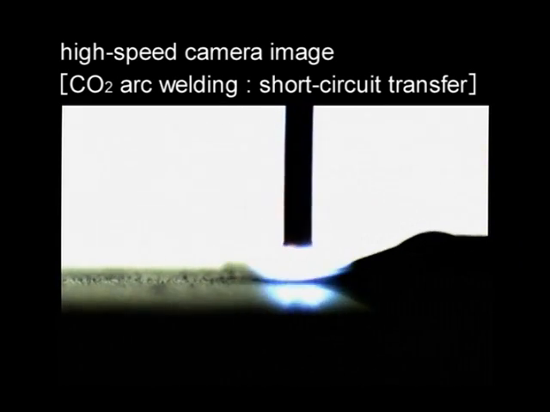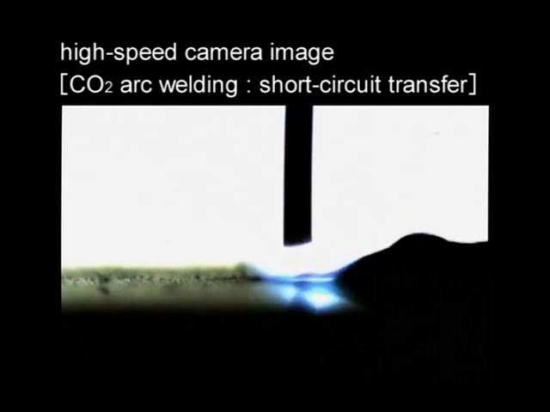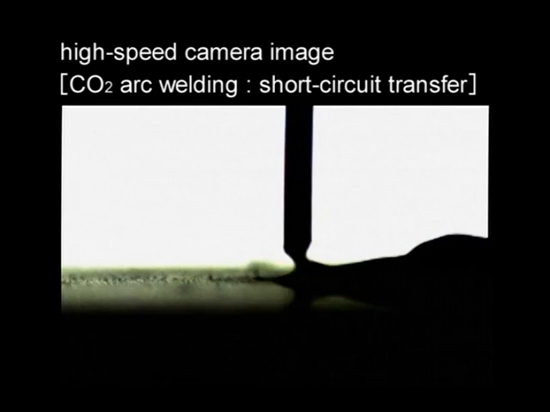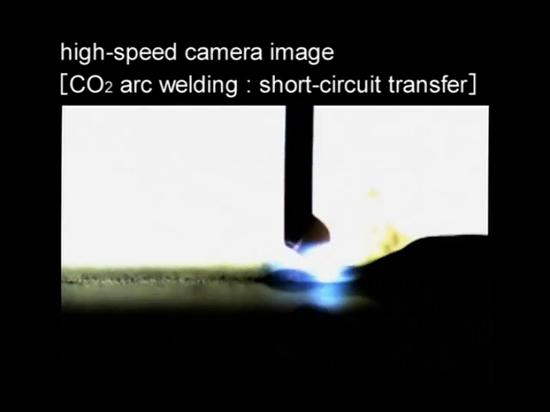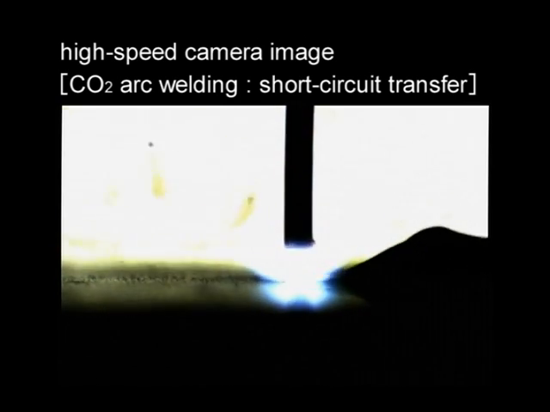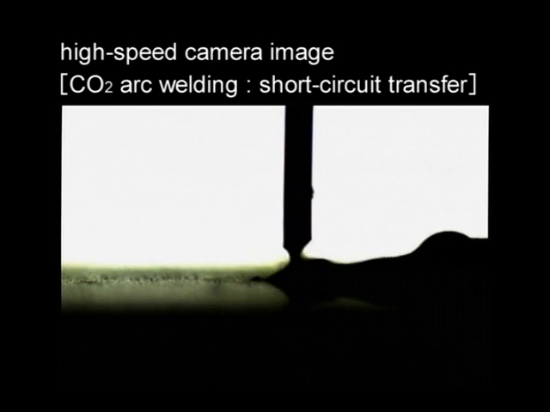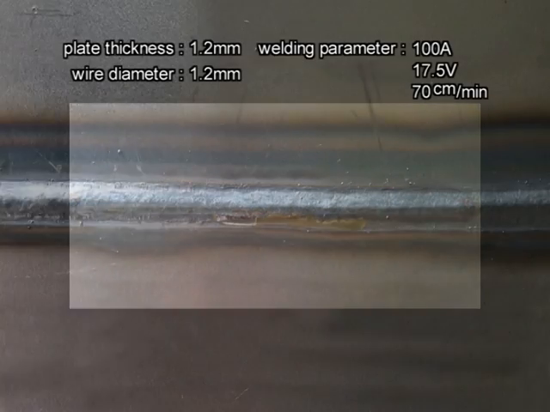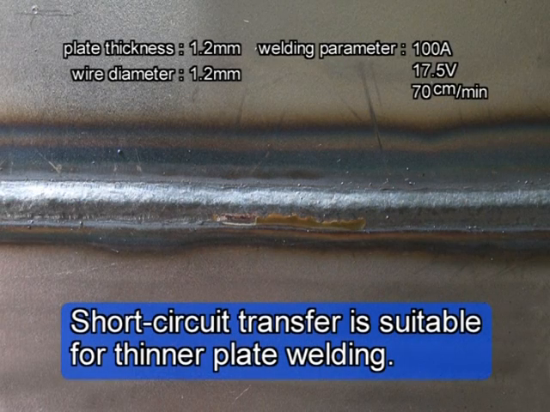The weld pool is cooled down instantly when the melted metal particle drops into the weld pool because arc energy is not being added to the base metal. As described above, heat input to the base metal is relatively low, and so the penetration becomes shallow, which is desirable for thin plate welding.